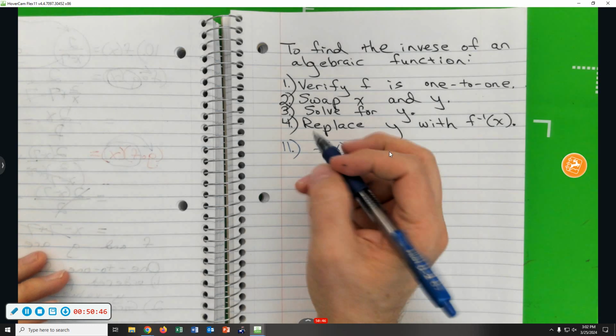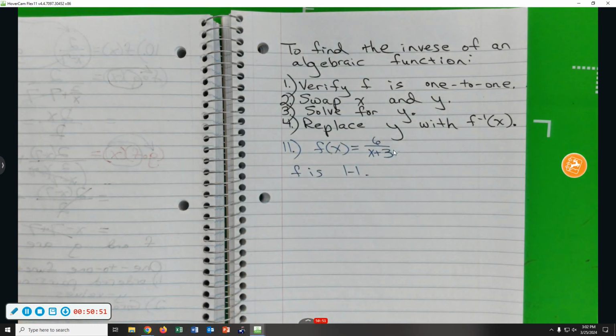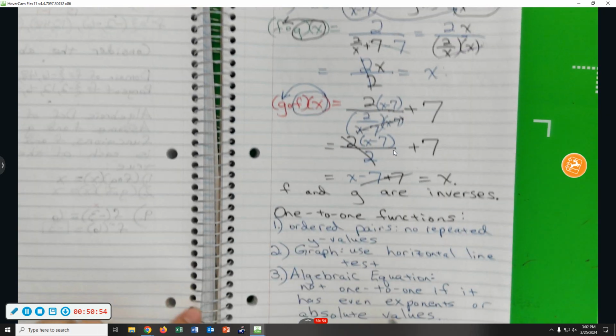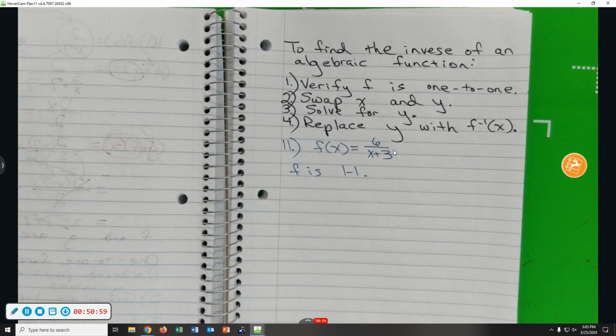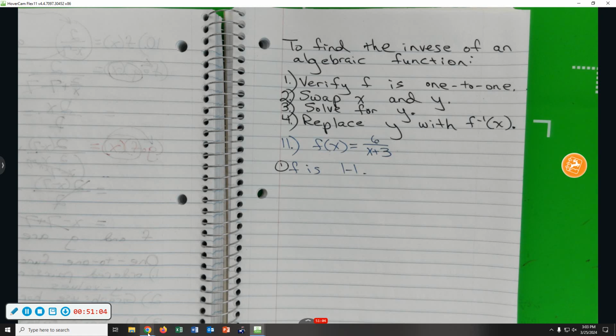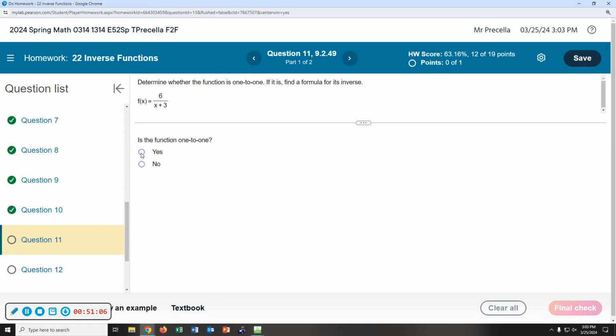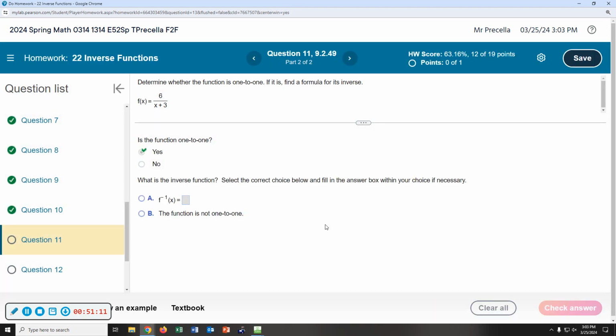So I'll write it down. I'm going to say f is 1 to 1, no even exponents, no absolute values. So that's step number 1. Now I'm going to come over here and I'll say, yes, it's 1 to 1. Now, if it had not been 1 to 1, you'd select the function's not 1 to 1 and you'd be through. But since it is 1 to 1, we have to find the inverse.